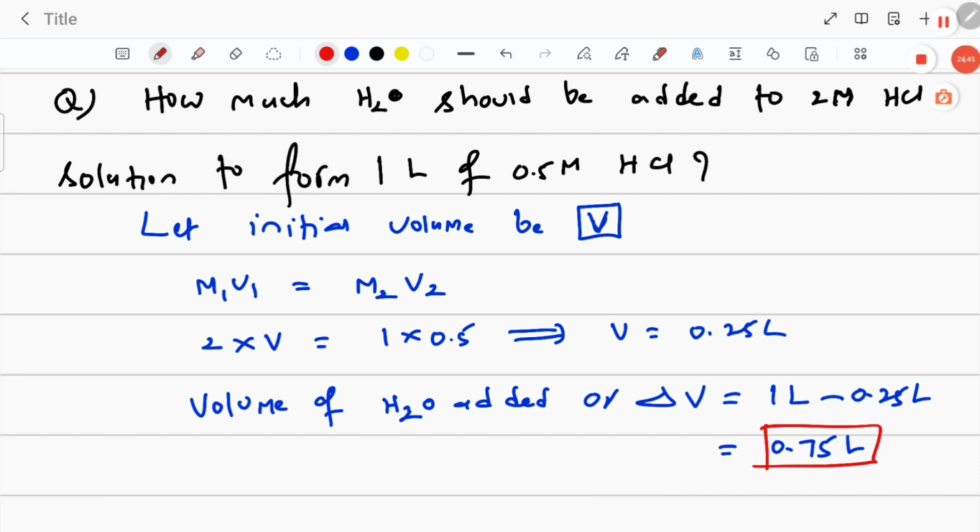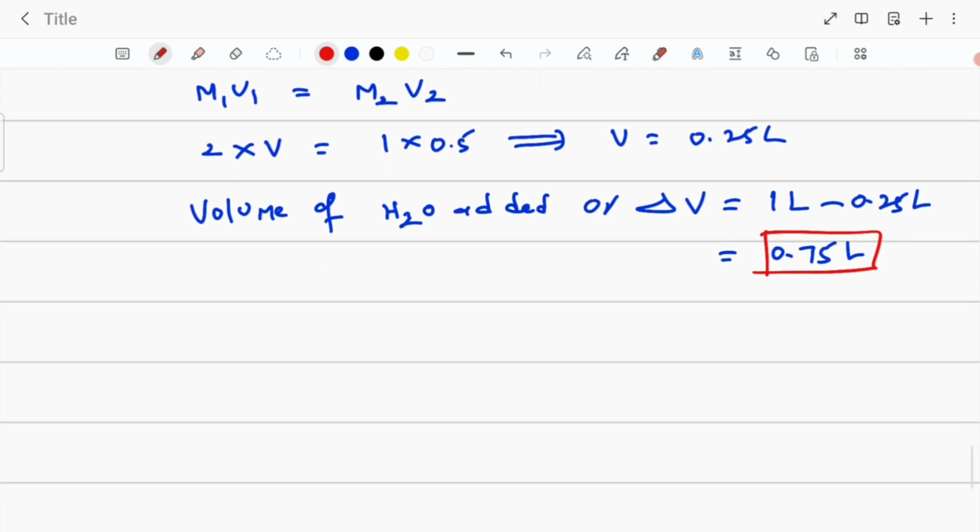So two different question formats we studied: when two solutions of the same solute are mixed, and when the same solution is diluted. To find the new molarity or to find the volume of water added, we have to use this question format. Similar question format was asked in JEE Mains.